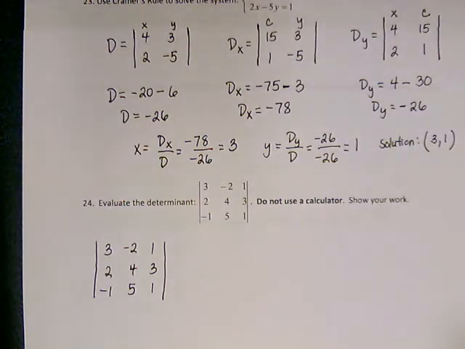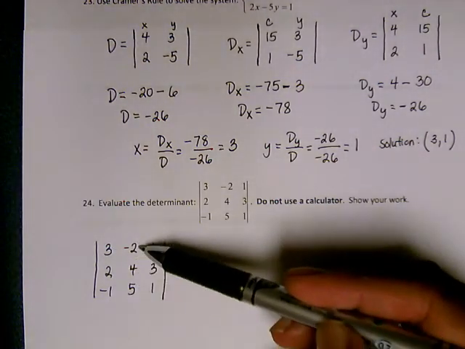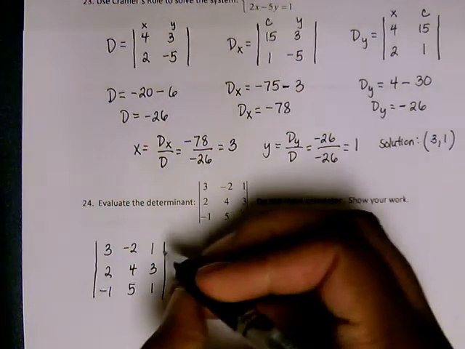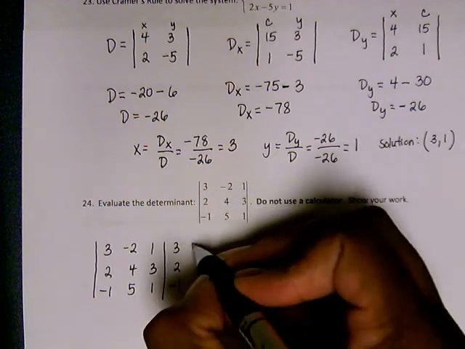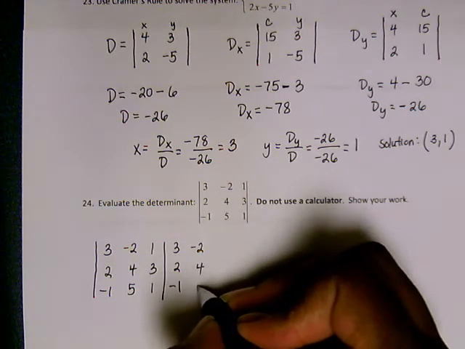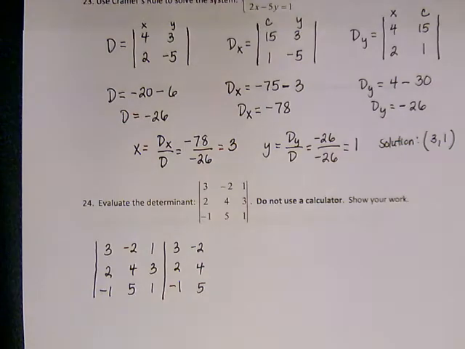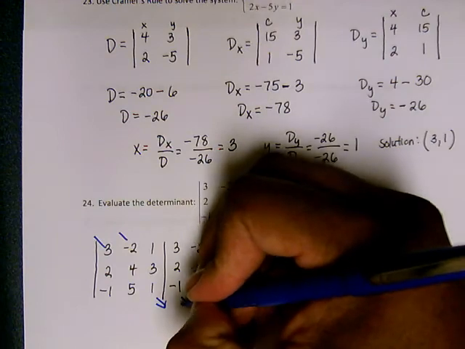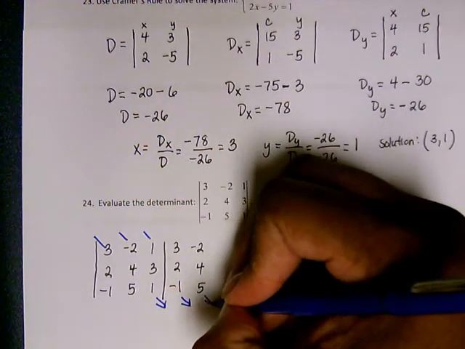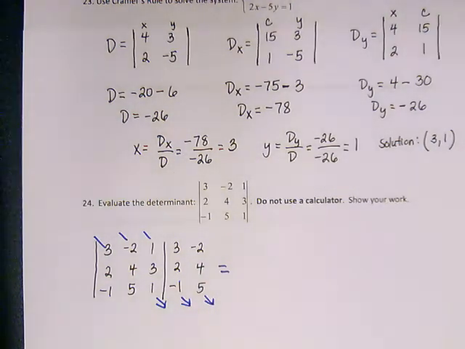Now, the way we do this, finding the determinant of a 3 by 3 matrix, is to rewrite the first two columns of this matrix. So here, I'm going to write the 3, 2, -1, that's the first column, and then -2, 4, 5, that's the second column. I'm rewriting the first and the second column here. Now, here's how I find the determinant. I'm going to take the product of these diagonals going from the upper left to the lower right. And there are three of them that I'm going to find.